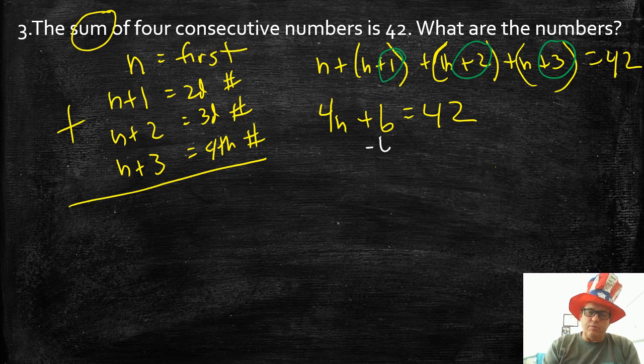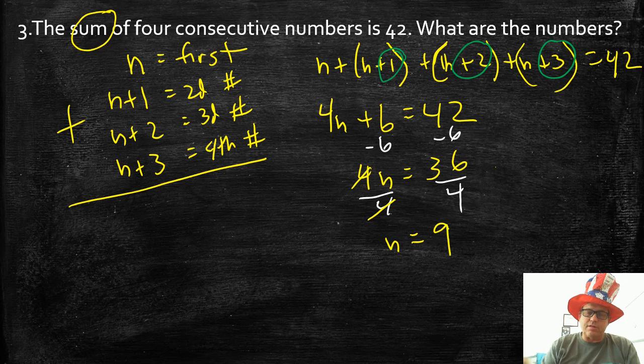So what am I going to do? Take away 6. So 4n equals 36. I'm going to divide by 4. 4 divided by 4 is 1n. 36 divided by 4 is 9.